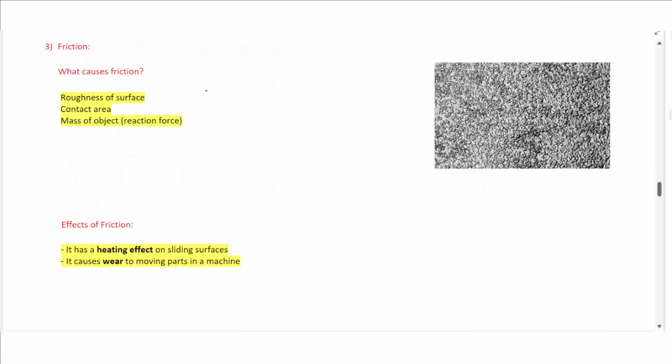Now we go to friction. Friction is basically caused by imperfections in a surface. What increases friction? If the roughness of the surface increases, or the contact area increases, or the mass of the object or the reaction force on the object increases. Friction also has two effects. It has a heating effect and a wearing effect.